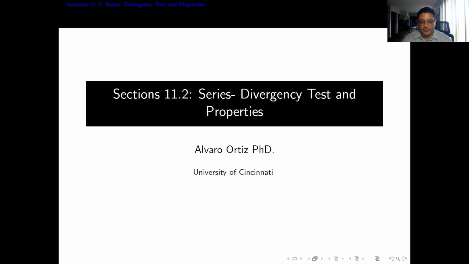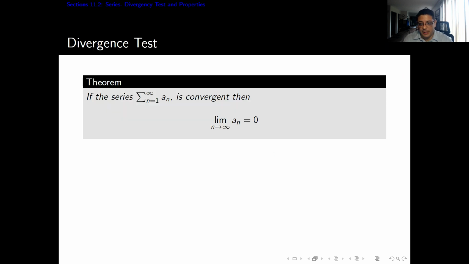Hi, in this video we're going to go over the series divergency test and certain properties of series. So first, what is the divergency test? Well, notice that if the series sum from n equals 1 to infinity of an is convergent, then the limit when n goes to infinity of an is equal to 0. That's something that is always going to happen with a convergent series.